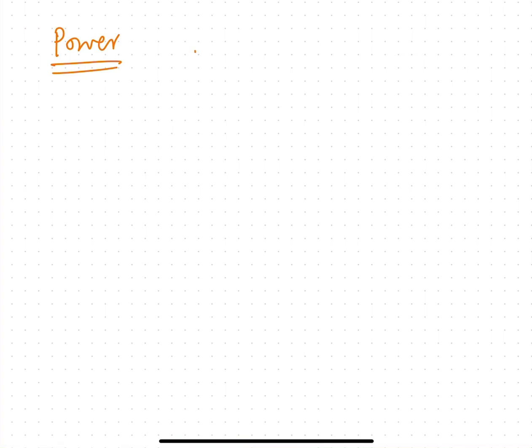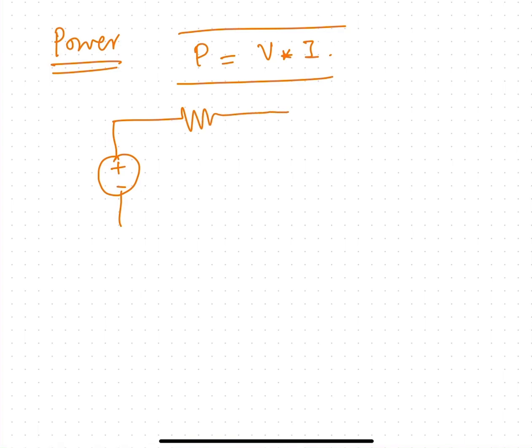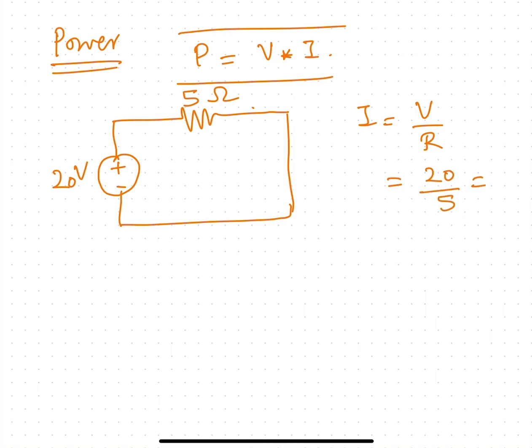When we talk about power in DC circuits, it is the product of voltage into current. So if you have any circuit, let's say you have a circuit like this. What is the current in this circuit going to be? I is going to be V by R according to Ohm's law. It is 20 by 5, it's going to be 4 amperes, right?